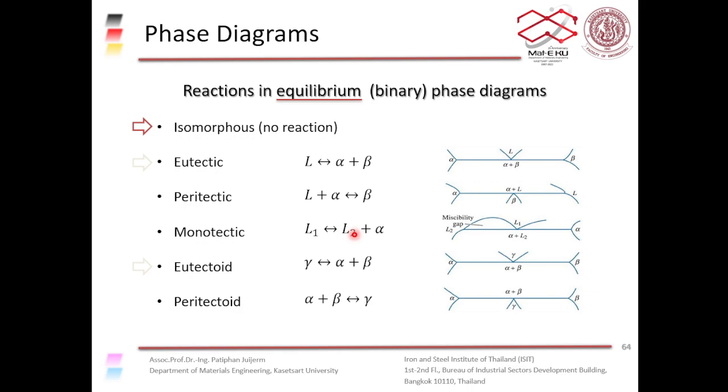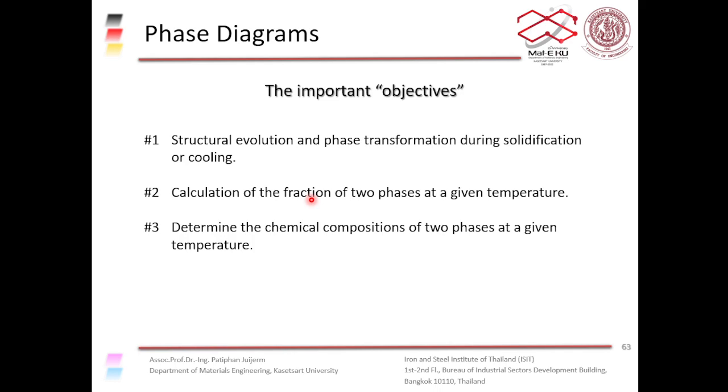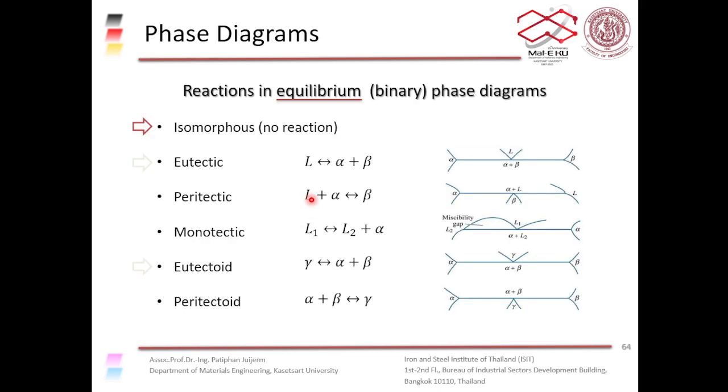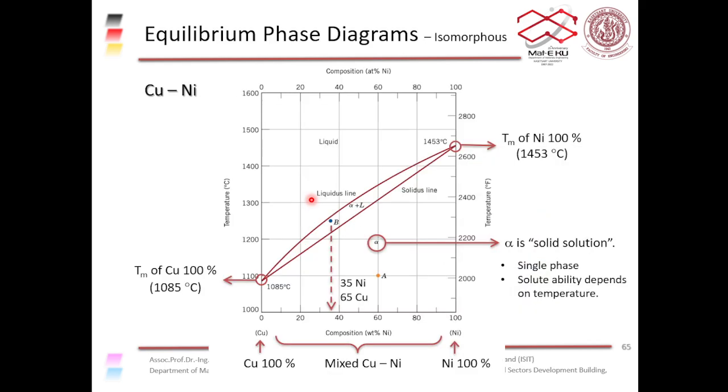Okay, we will look at different types of phase diagrams: isomorphous, eutectic, and eutectoid, and we will apply all these objectives to these phase diagrams, right? The first one is the isomorphous phase diagram. We will look at the copper-nickel system, right? This is an isomorphous phase diagram.